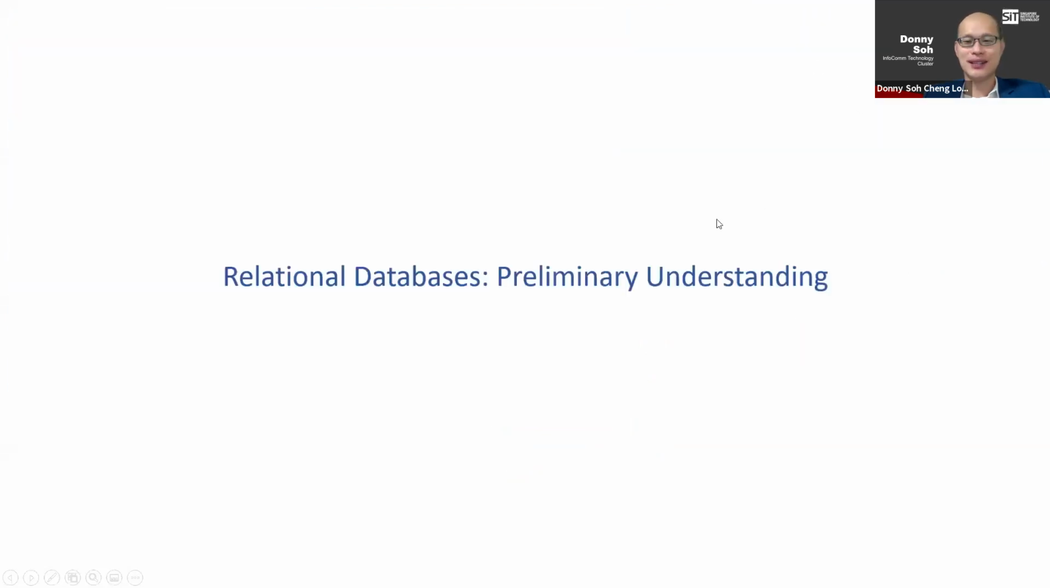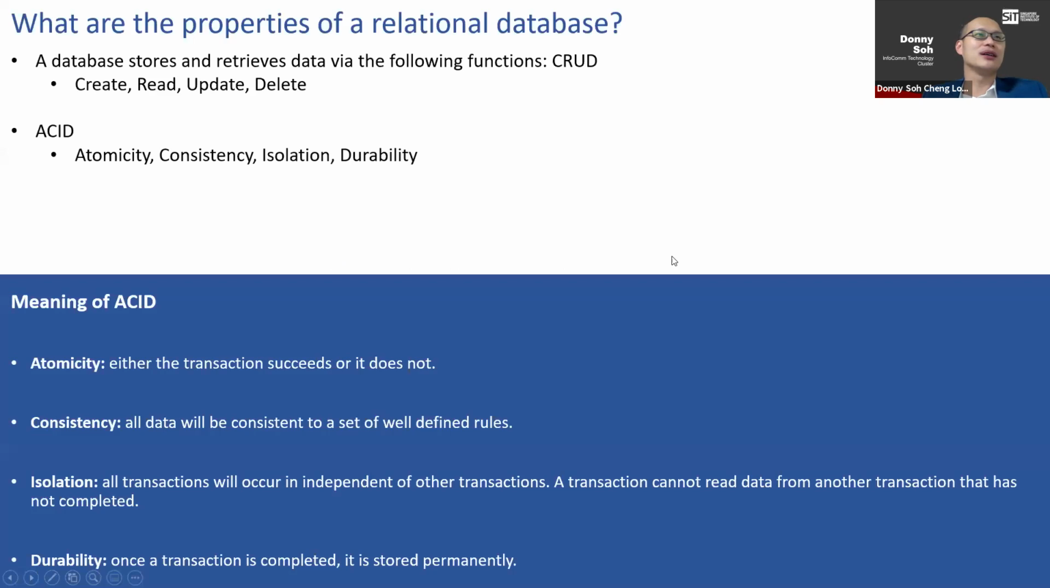Anyway, some preliminary understanding of relational databases. We talked about CRUD, which stands for create, read, update, delete, which I mentioned earlier. The other thing we want to talk about is atomicity, consistency, isolation, durability. Atomicity means that either the transaction succeeds or it does not succeed. So, for example, is there a Mr. Andy?